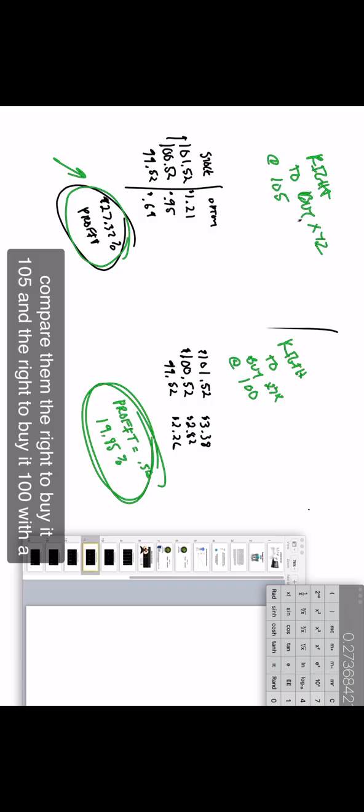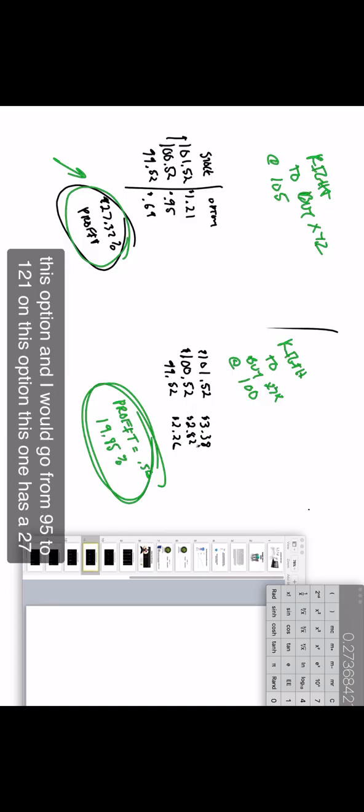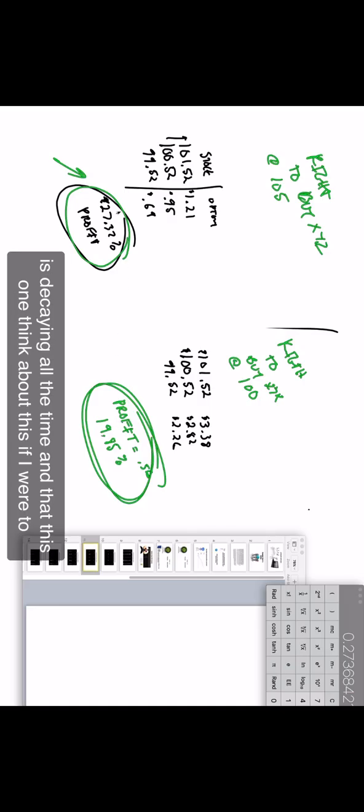The right to buy at 105 and the right to buy at 100, with a $1 move from that 152 price. This is how much I would go from 282 on this option, and I would go from 95 to 121 on this option. This one has a 27% profit. This one has a 19% profit. However, just understand that time is decaying all the time.